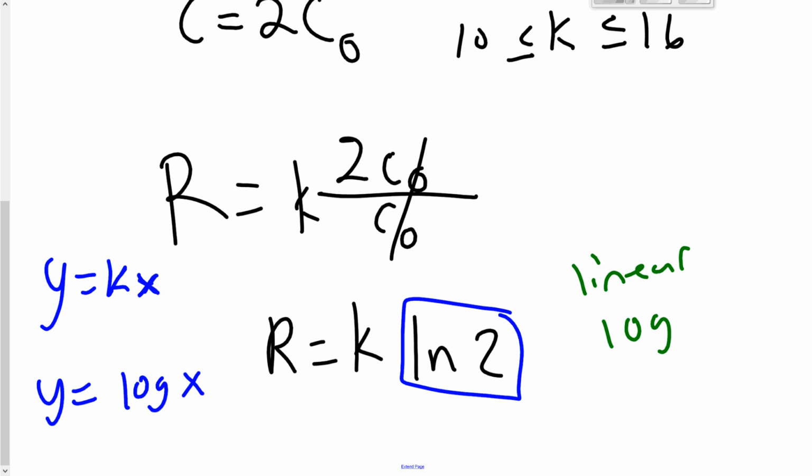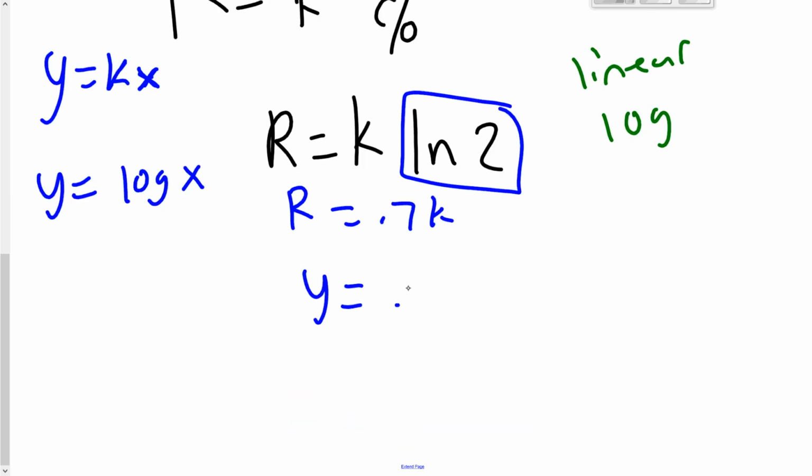So that would say, I mean, ln of 2, we can go ahead and actually figure out what that is. But it's going to be a decimal that goes on forever. So I can say 0.7, but it's really not 0.7, right? Because I rounded it. But this is 0.7k equals R. Well, doesn't this look like y equals 0.7x? Doesn't that look like a linear relationship? Because K is just some constant, right? Some number that can change. Well, it's between 10 and 16. But this is linear, so this would be a linear relationship.